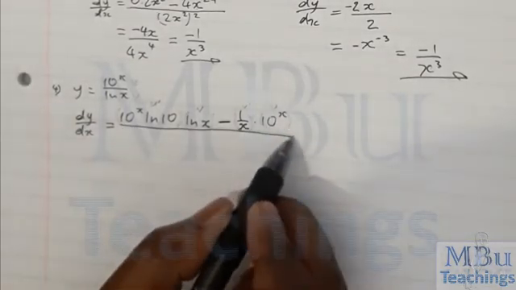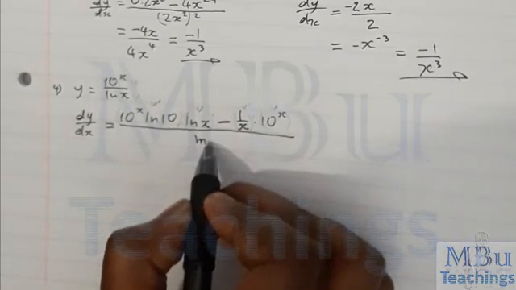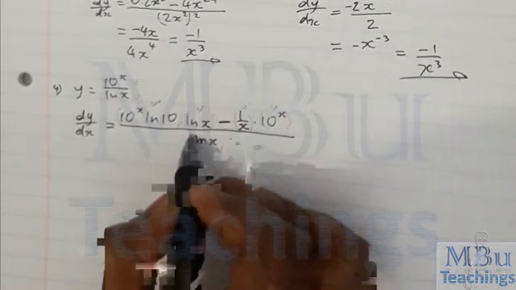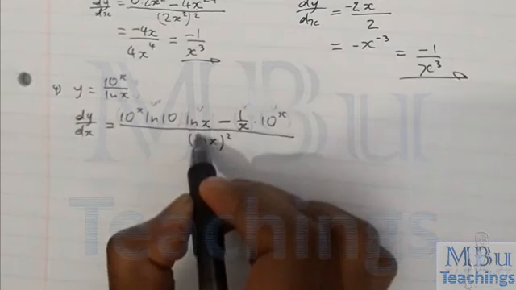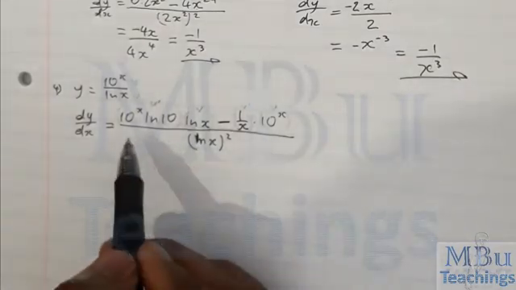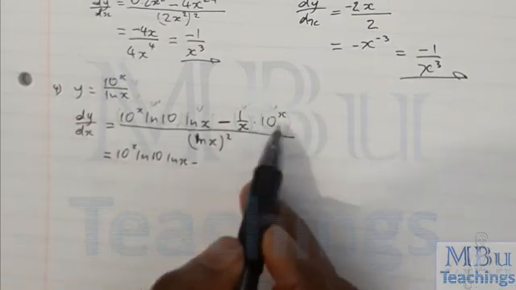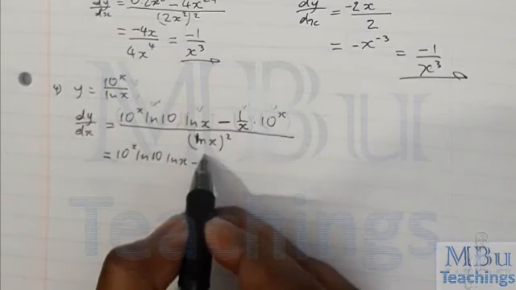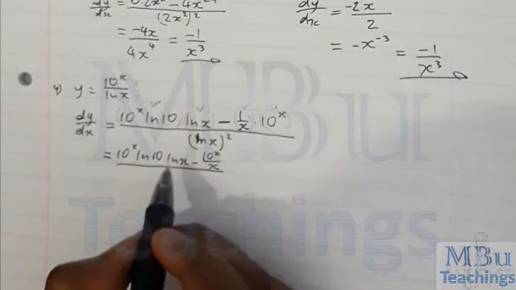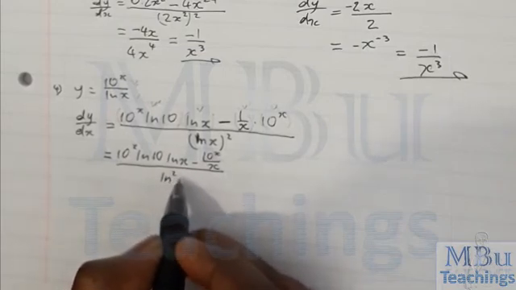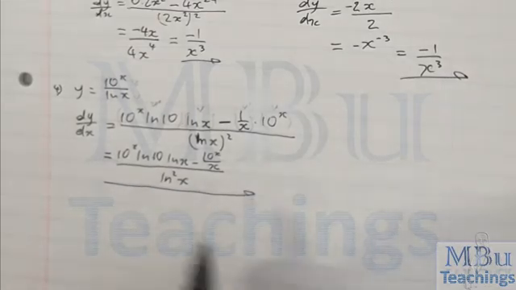Everything should be divided by ln x whole squared. This is ln. Then at this side you just have everything divided by ln squared x. So this will be your answer.